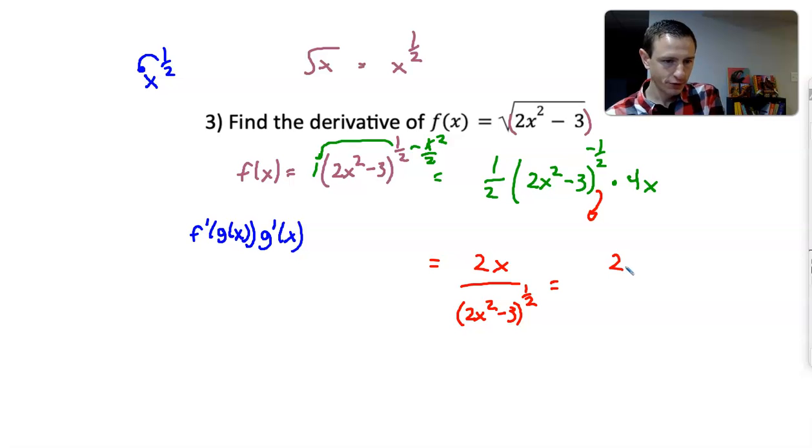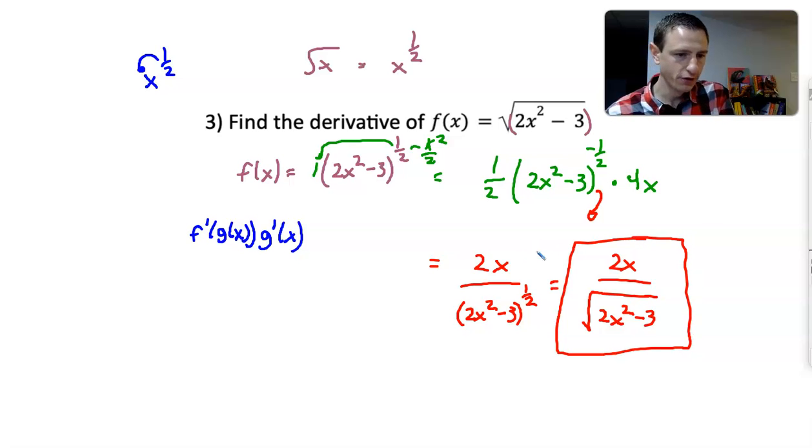And if we wanted to be really cool, we could rewrite that as the square root of 2x squared minus 3. And there it is. Either answer is fine. Same thing, just rewritten as a radical rather than a fraction exponent there.